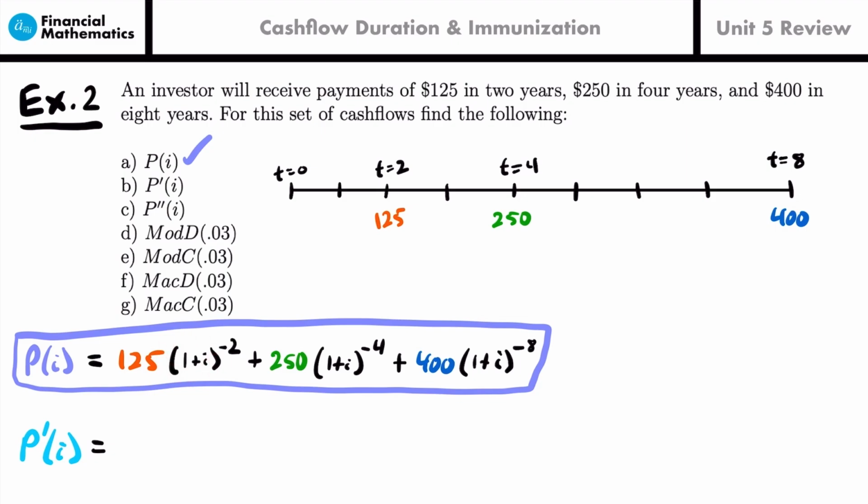And so remember, we do have composite functions here. We have a function within another function. We have 1 plus I within a function of this quantity to the power of negative 2. So we would need to use the chain rule for derivatives here, which means we would take the derivative of the outside function and then multiply by the derivative of the inside function.